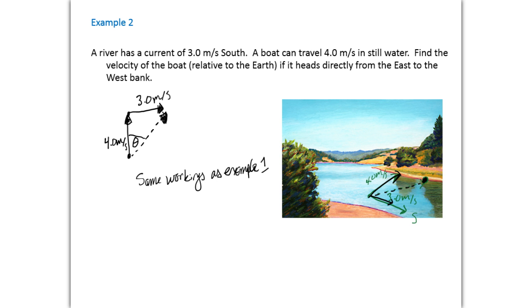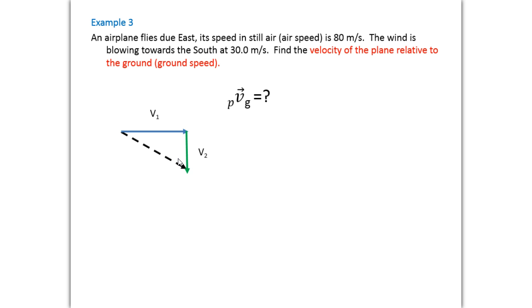Alright. Okay, so next one now. An airplane flies due east. Its speed in still air, referred to as airspeed, I'll just highlight that for you, is 80 meters per second. The wind is blowing to the south at 30 meters per second. Find the velocity of the plane relative to the ground speed. So that's the same as saying the Earth.